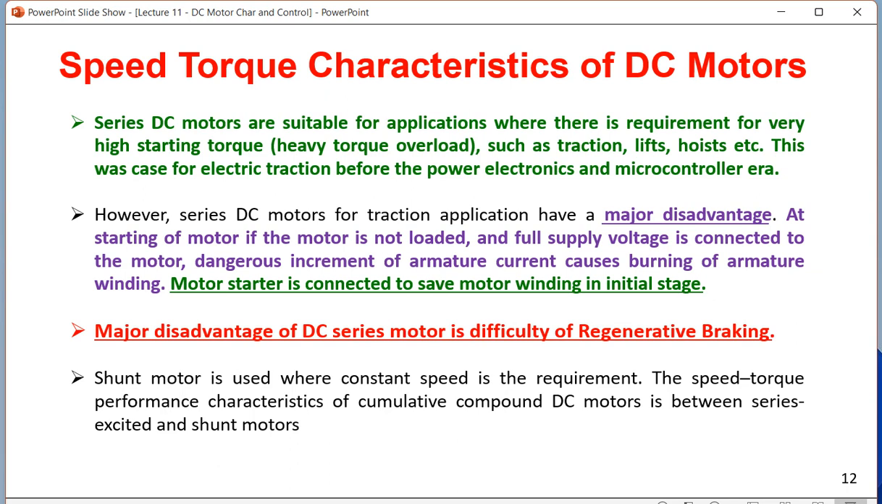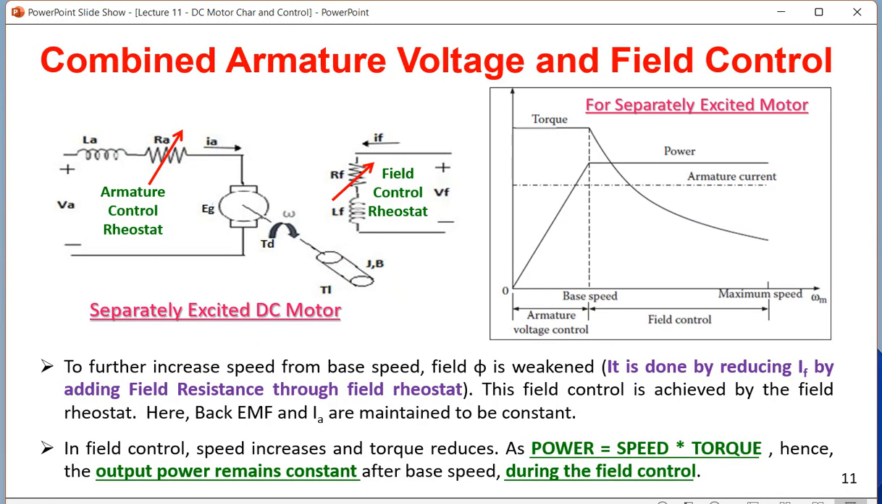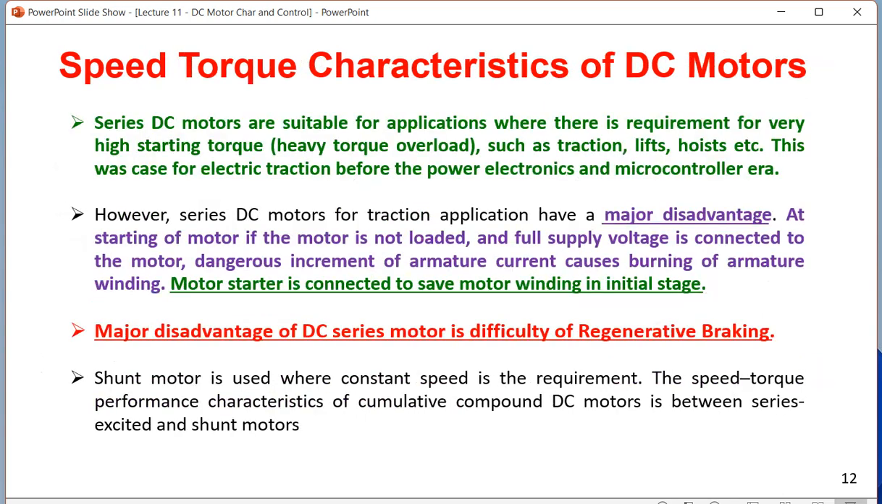This very important question, combined armature voltage control and field control, and all these things are very important. Next day we are going to see chopper control, or chopper speed control, for the DC series motor.